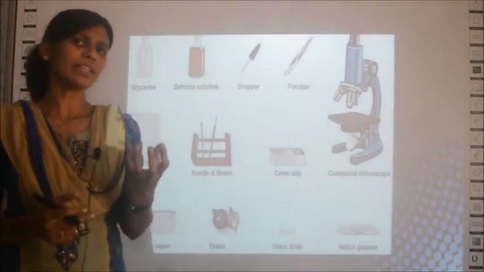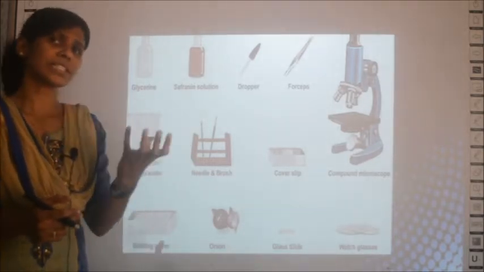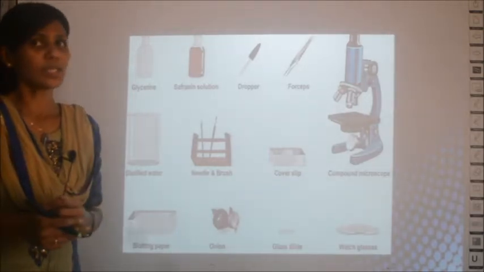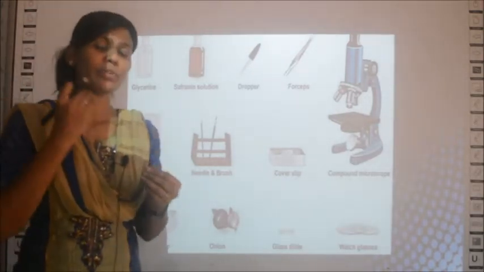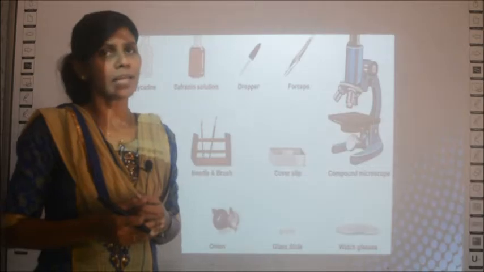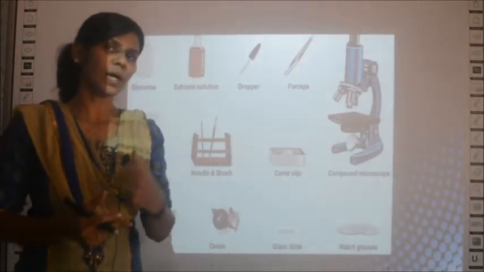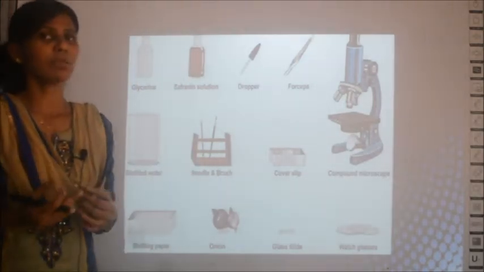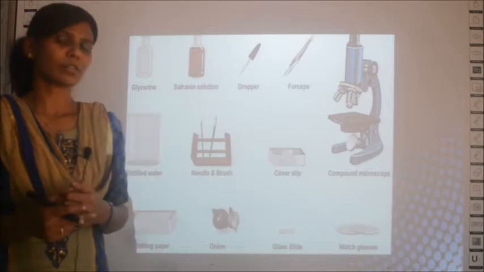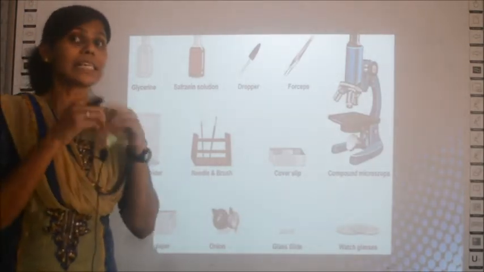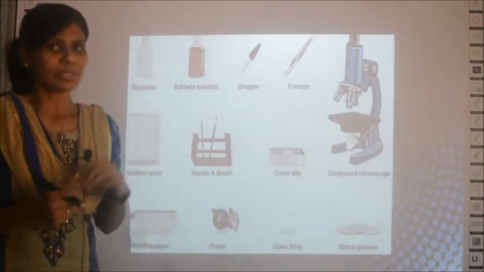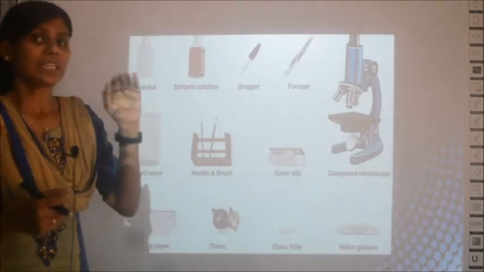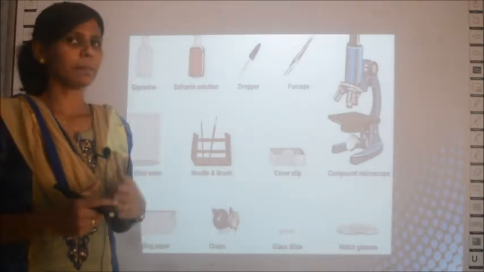Why do you need glycerin to observe an onion cell under a microscope? Because if you remove an epidermal layer of onion and try to view it under a microscope, it will take some time to set the cells under the microscope, and before that the cells will dry up. So, this glycerin will keep the cells moist. That is the purpose of glycerin.